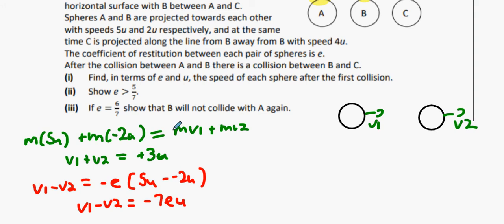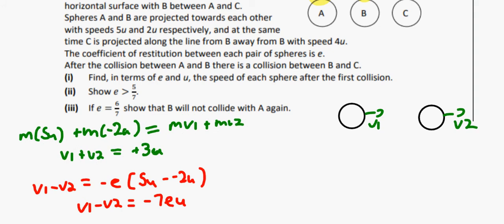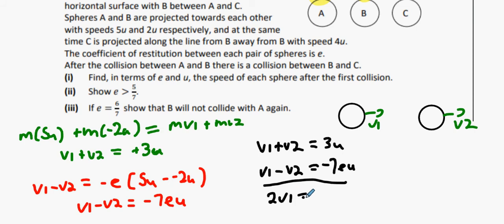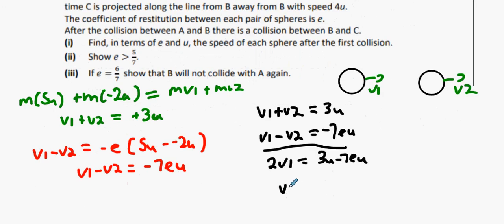Going to stack both equations on top of each other. V1 plus V2 is 3U, V1 minus V2 is minus 7EU. Adding, 2V1 equals 3U minus 7EU, and finally V1 on its own is (3U minus 7EU) over 2.